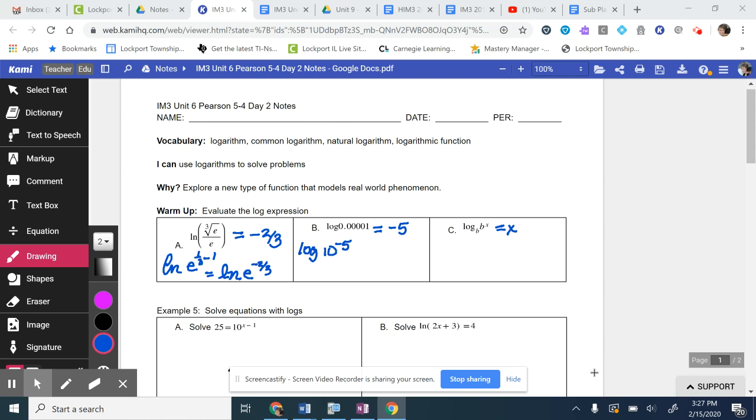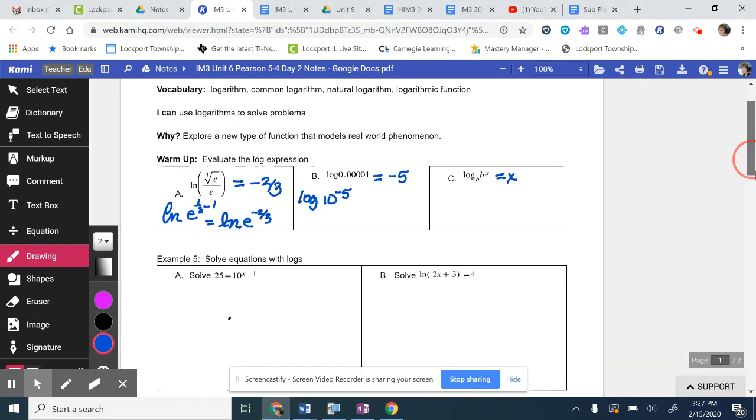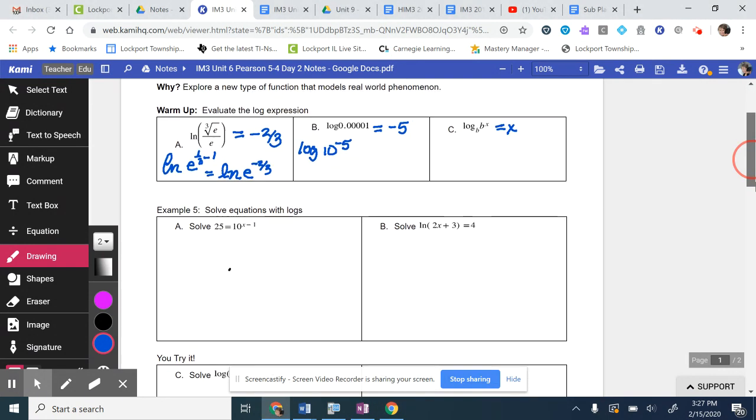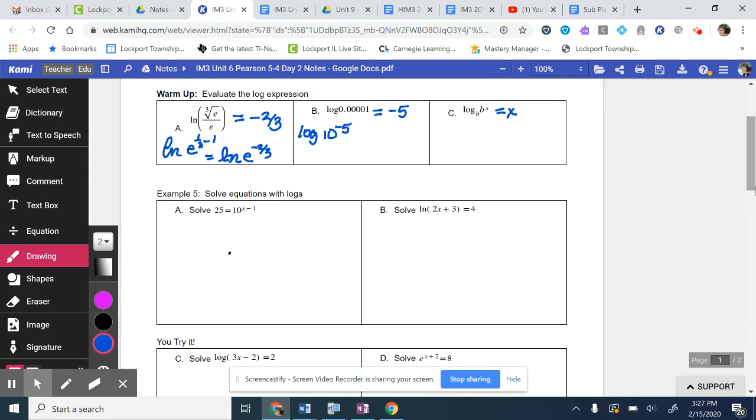Okay, hopefully you completed the warm-up and you're just checking over your work and answers. Today we're going to be looking at solving some equations using logs. Yesterday we were solving these exponential equations trying to get the bases to match so that we could set the exponents equal to each other.